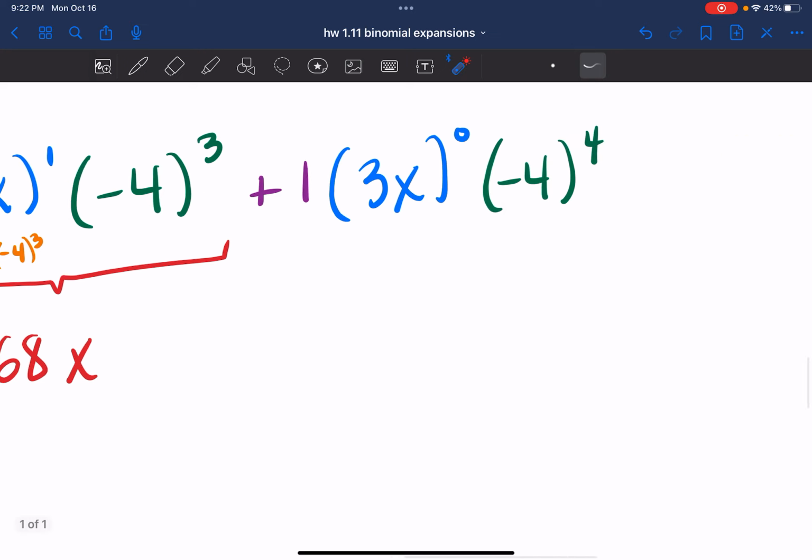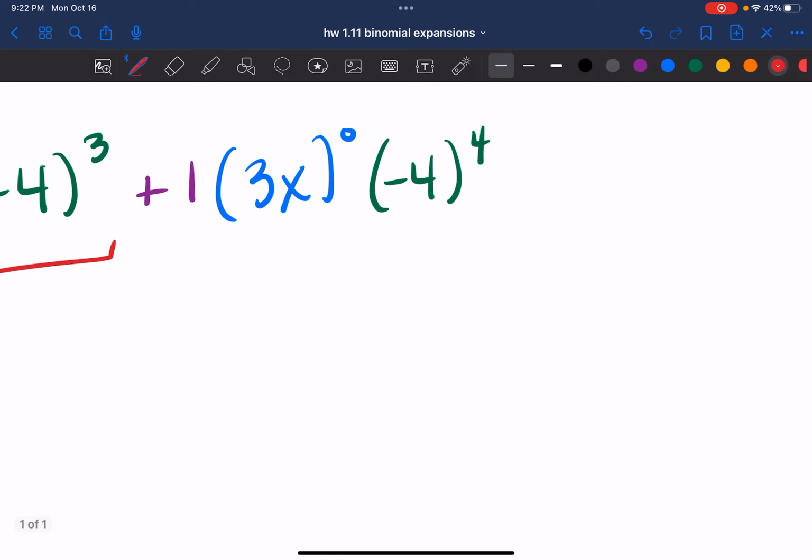Okay, and then our last term. So again, I'm going to cancel out things that are easy. That 1 is not going to help us very much. 3x to the 0 power becomes a 1. So again, that's not going to be very useful. So really all I need to figure out is what is -4 to the 4th power. So if I type that in, I get positive 256.